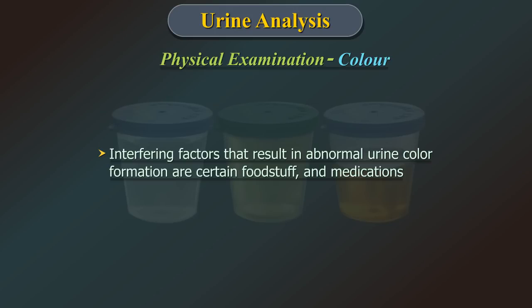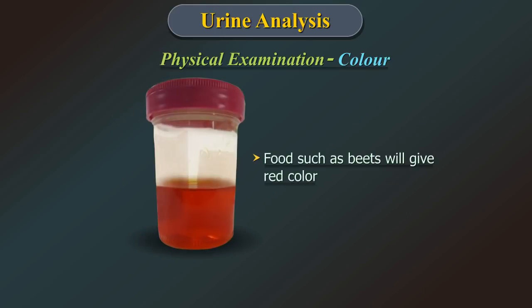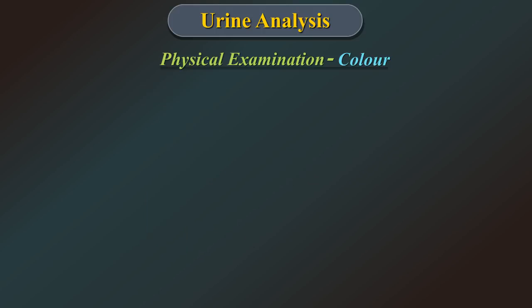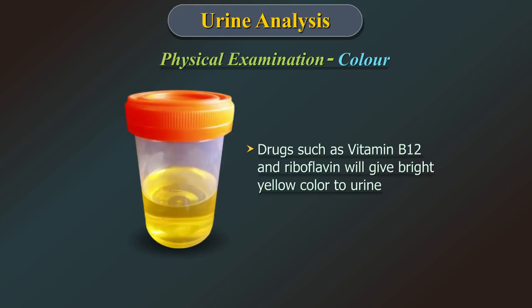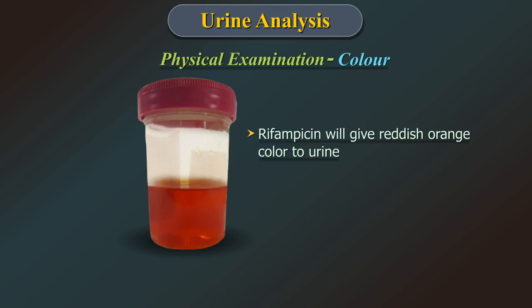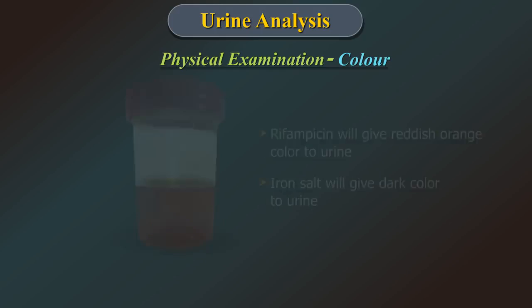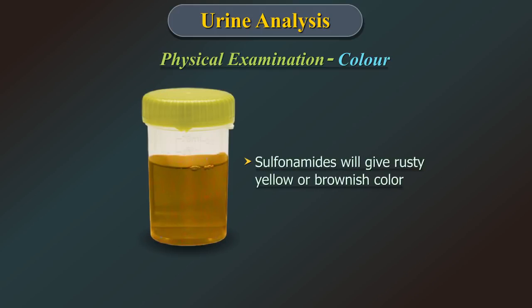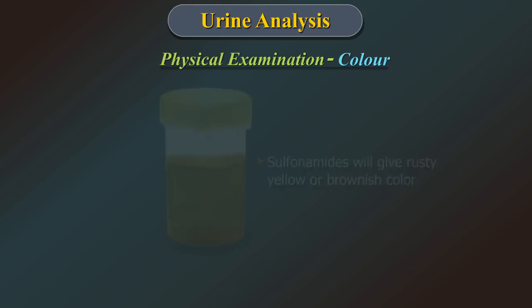Interfering factors which result in abnormal urine color formation are certain foodstuffs and medication. Food like beets will give red color. Drugs such as vitamin B12 and riboflavin will give a bright yellow color to urine. Rifampicin gives reddish-orange color to urine. Iron salt will give dark color to urine. Sulfonamides give rusty yellow or brownish color.